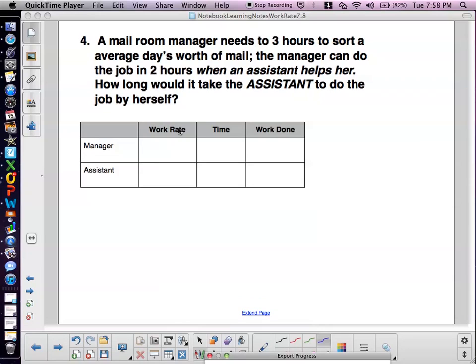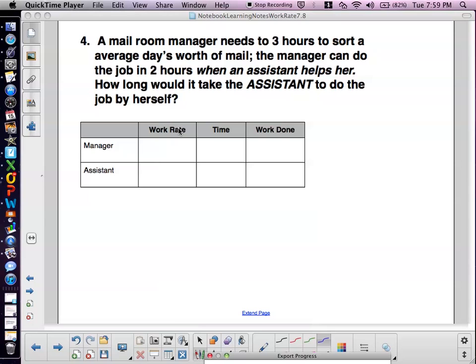Okay, this is the second part of the notes for work rate, section 7.8. A mailroom manager can do a job in 3 hours. When she works with an assistant, they can do the job together in 2 hours. So the question is, how long would it take the assistant to do the job by herself?